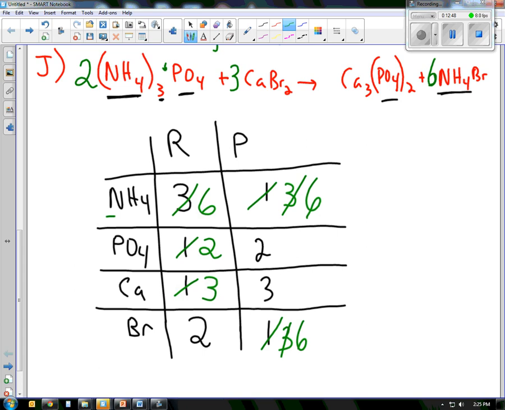Oh, sorry, my bromine groups weren't balanced. I think I just mentioned they were. But now they are, because now I have 3 calciums and I have 6 bromines, and it's balanced. So by keeping your groups together, you're able to do a much better job, a much more efficient job of balancing things.